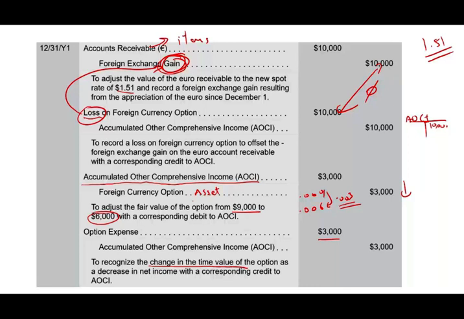Now notice here that you debited OCI, let me highlight it in a different color. You debited OCI, you credited OCI. Basically what you're left with is you expensed 3,000 of the option and you credited foreign currency option 3,000. So this is basically what it boils down to. You reduced an asset and you increased an expense. Basically, of that $9,000 that we paid, 3,000 of it is expense. It's expired because time went by.